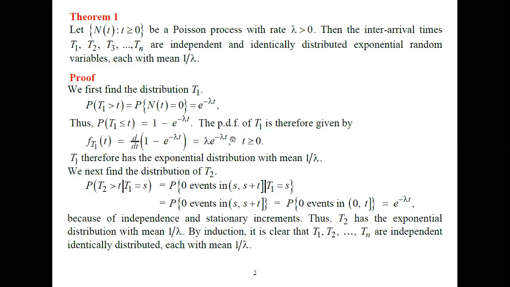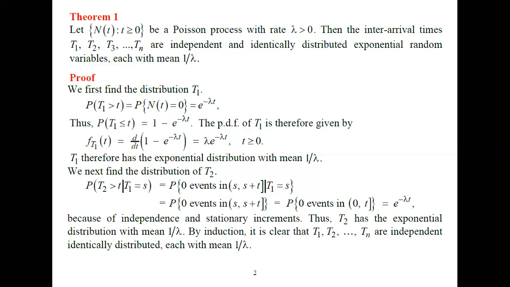So this is an exponential distribution, which means 1 over lambda. So T1 therefore has the exponential distribution with mean 1 over lambda. So we have shown it for T1. Next we need to show it for T2.